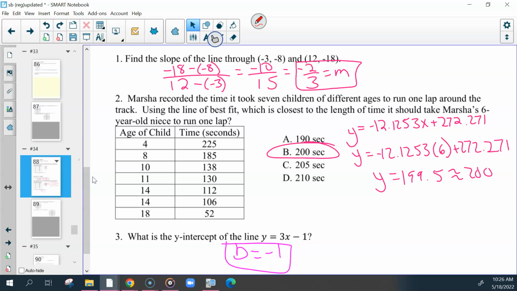Number 1, you had to find the slope. So that would be negative 18 minus negative 8 over 12 minus negative 3. And then you could simplify that to get negative 2 over 3.